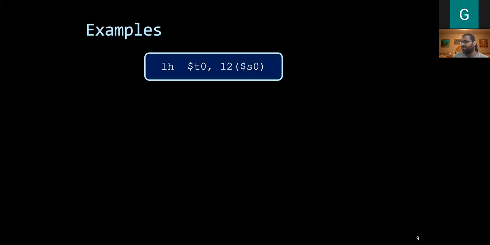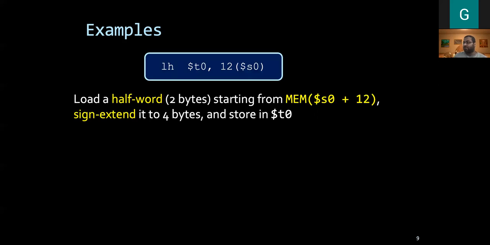So let's say we have this example. That's load half word. We have a register T0, then an offset of 12 from the register S0. So what does that mean? It means load in a half word. So load in 2 bytes from the memory address S0 plus 12. So we take the memory address that's stored in this register, and then we add 12 to it, and then we load in the 2 least significant bytes from there.